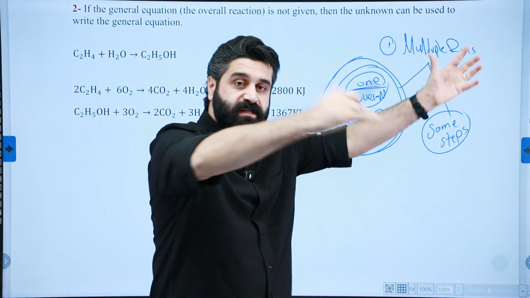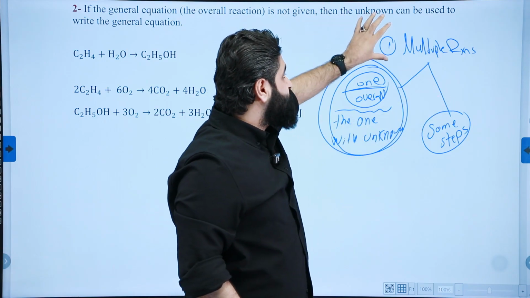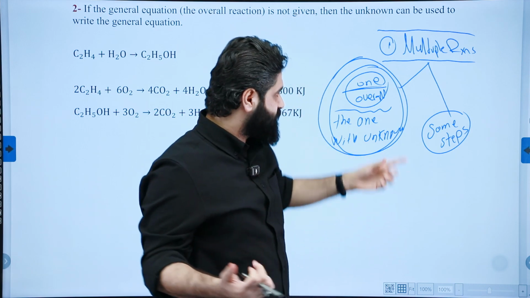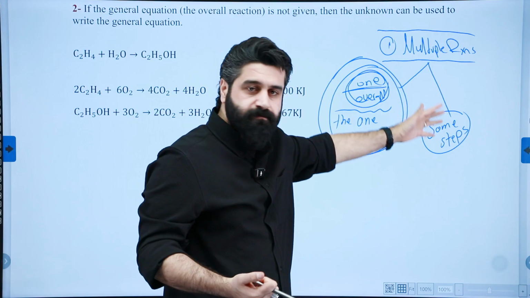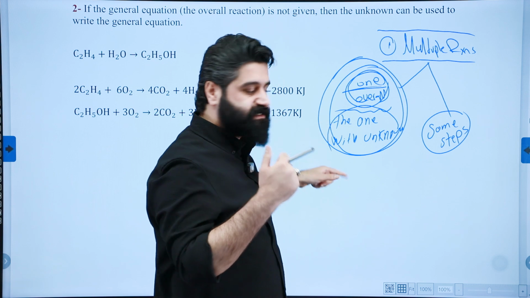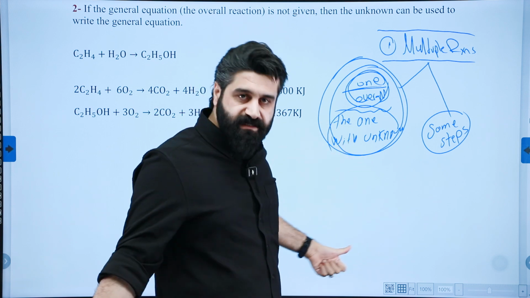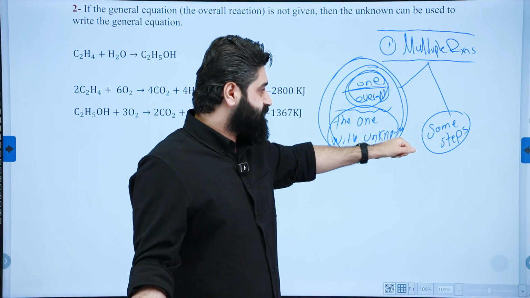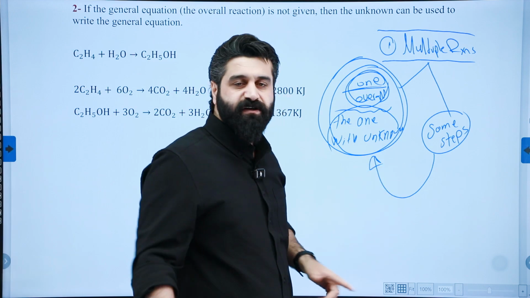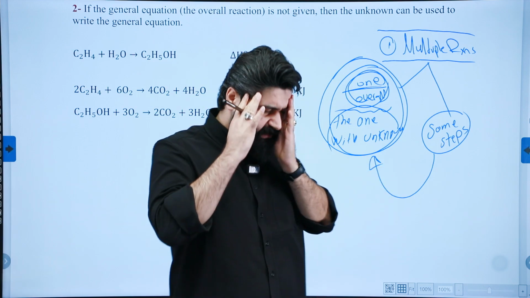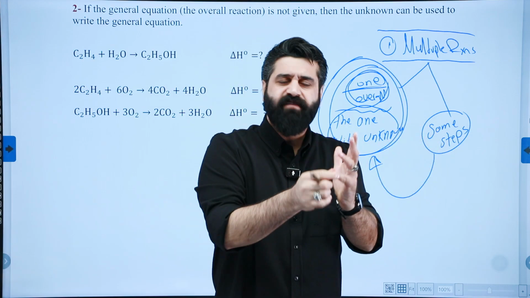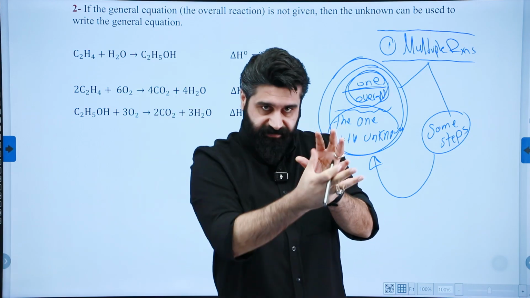I'll repeat the whole thing from the first. In this technique, we will have multiple reactions. There must be multiple reactions, one overall with some steps. Which one is the overall? The one with the unknown is the overall. We will change the steps into the form of the overall. Never change the overall, my dear. Take this note, it is very important. Never change the overall, only change the steps. Good?